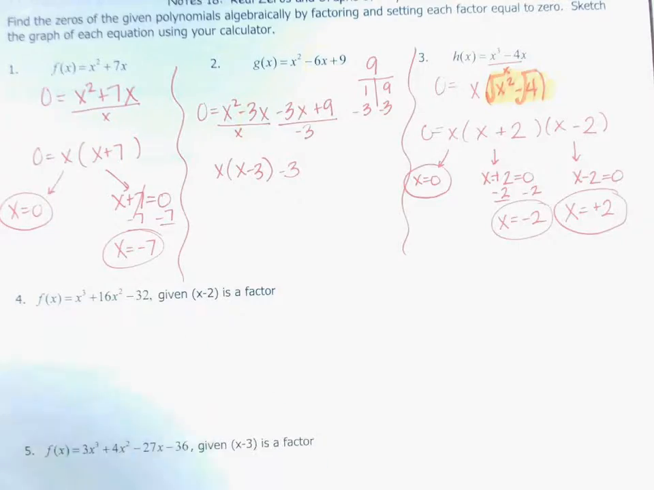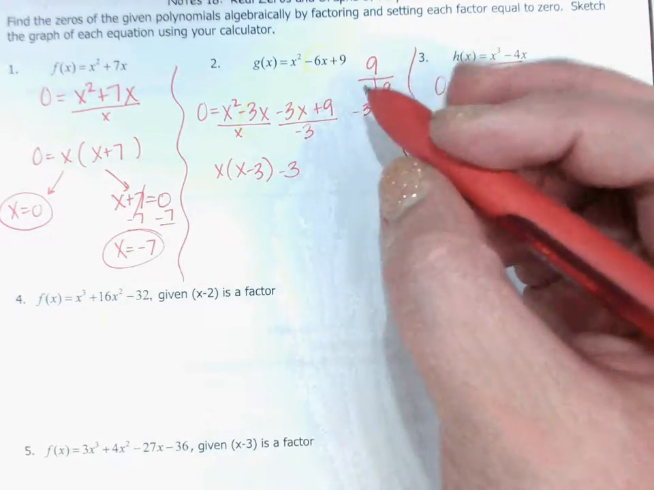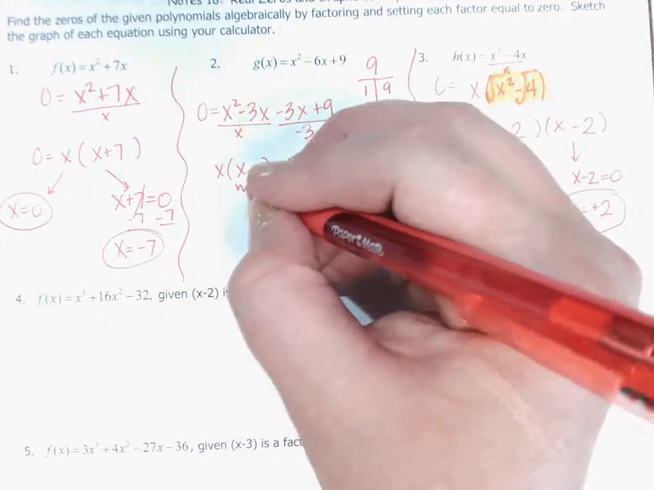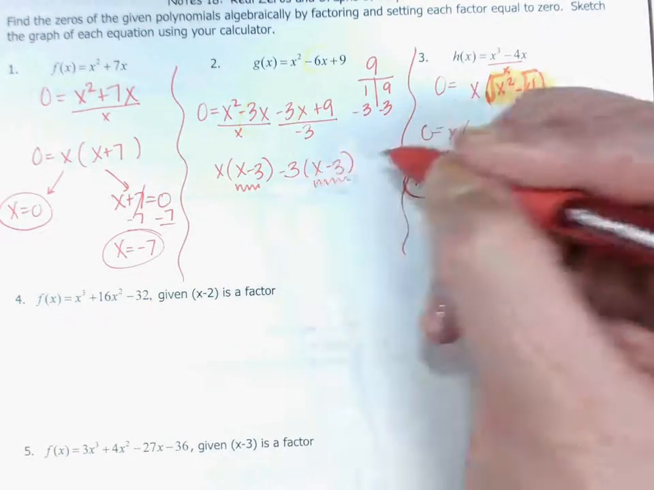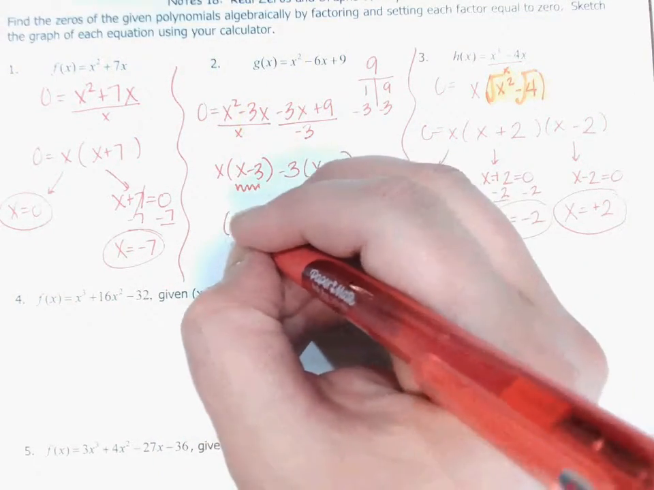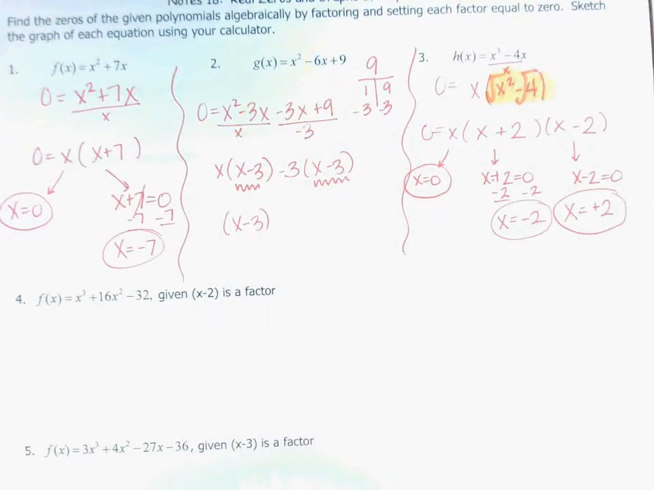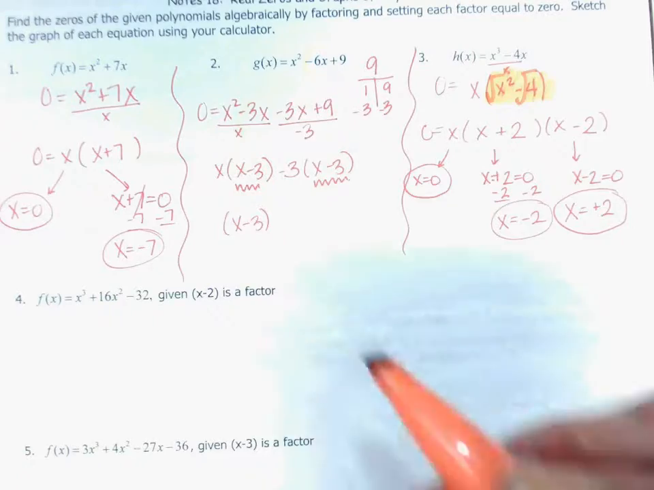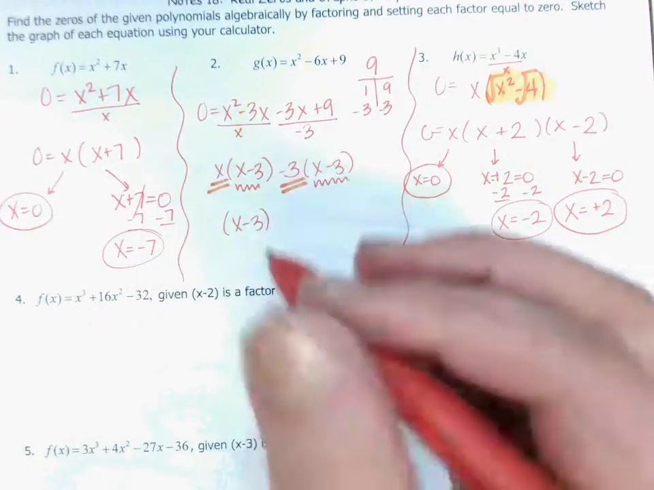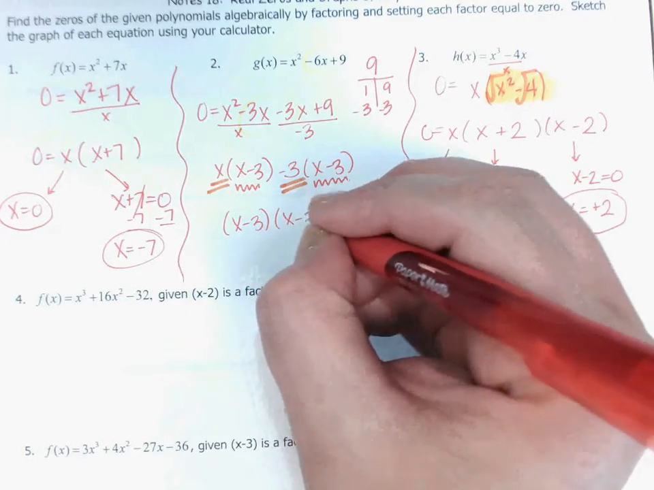So 9 divided by negative 3, what do we get there? x minus 3. Then remember, these are supposed to match, and they do. So my factor is going to be x minus 3 for the inside, but what's the outside going to be? x again, minus 3 again. So I get x minus 3 twice.